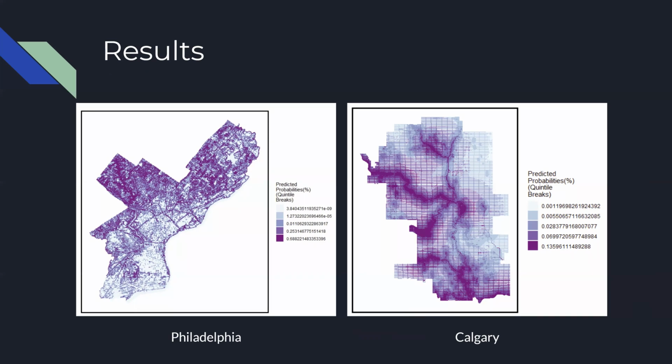These maps are the final output of the model. They are flood inundation maps of each city, which provide an accessible tool for both planners and policymakers.